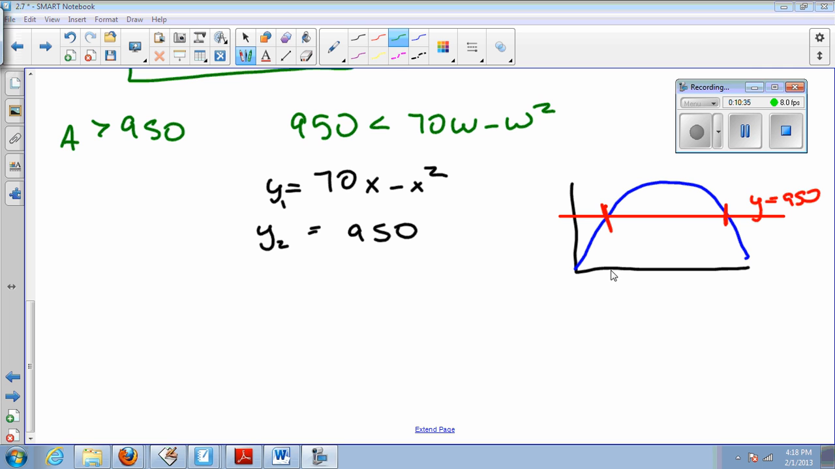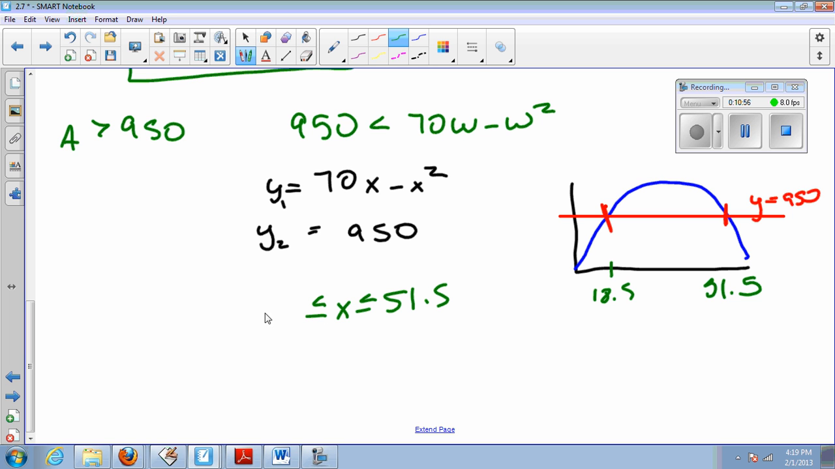These intersections occur at 18.5 and 51.5. So x is less than or equal to 51.5 and greater than or equal to 18.5.